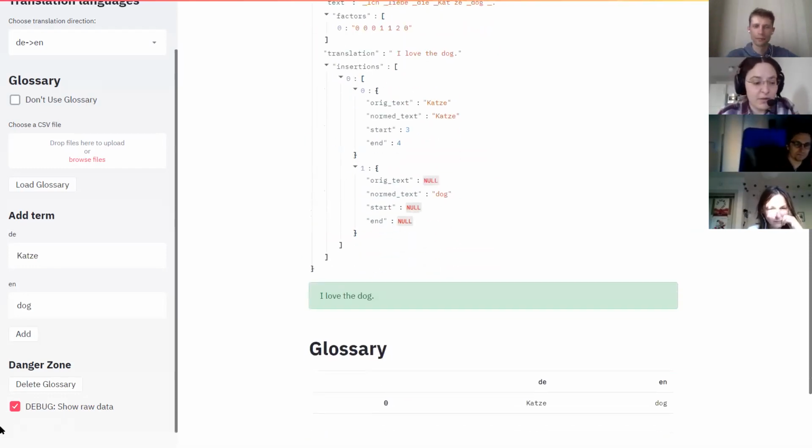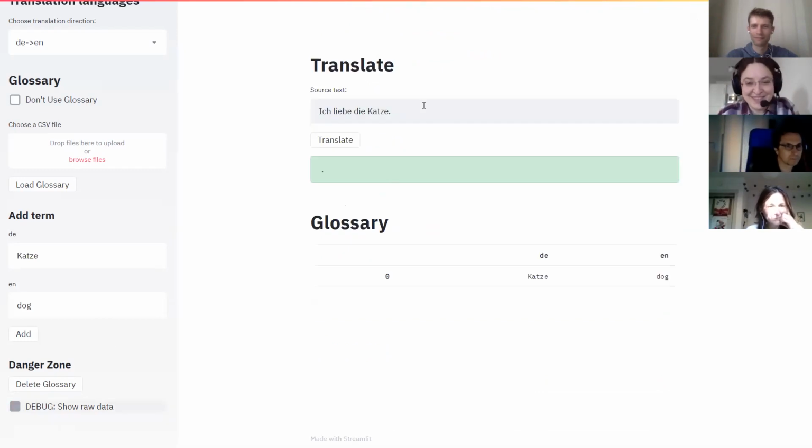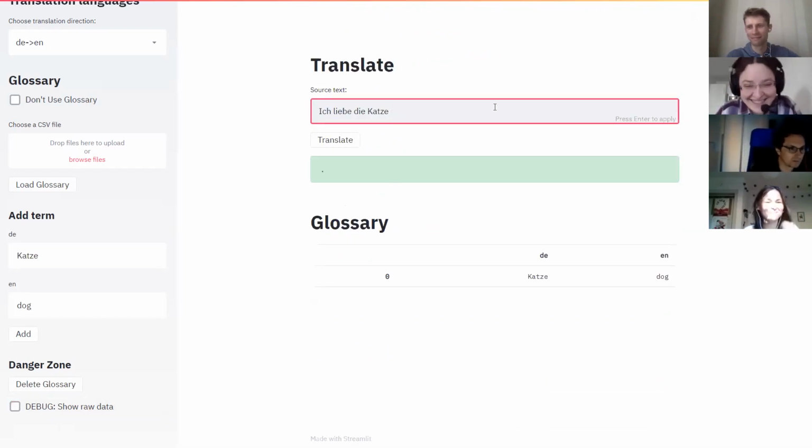So does anybody want, for any German speakers, does anyone want to give me a sentence to translate? We can play with this now if you like, or I can just take questions. Who wants to break the system? Yes, try to break it.